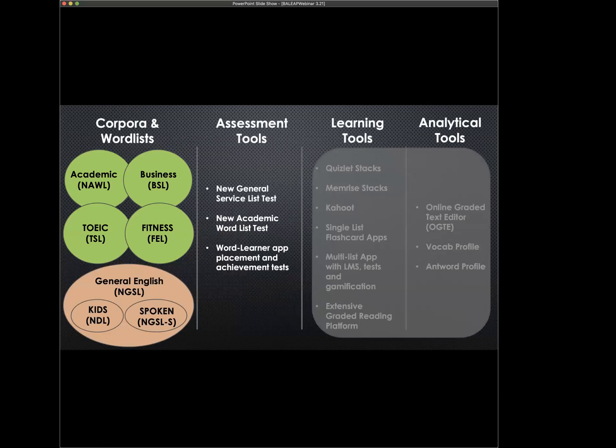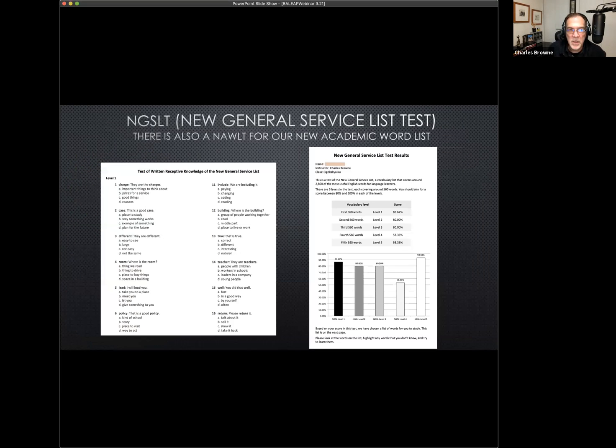Okay, so we've now talked about all of the word lists, and what I want to do is briefly show you some of the assessment tools, because word lists become far more useful if you have a good assessment tool. Students already know a lot of these words, so we need to figure out ways to remove some of those known words so that they're only studying the unknown words, basically filling in the blanks. One of the great resources we have is called the New General Service List Test, and also the New Academic Word List Test.